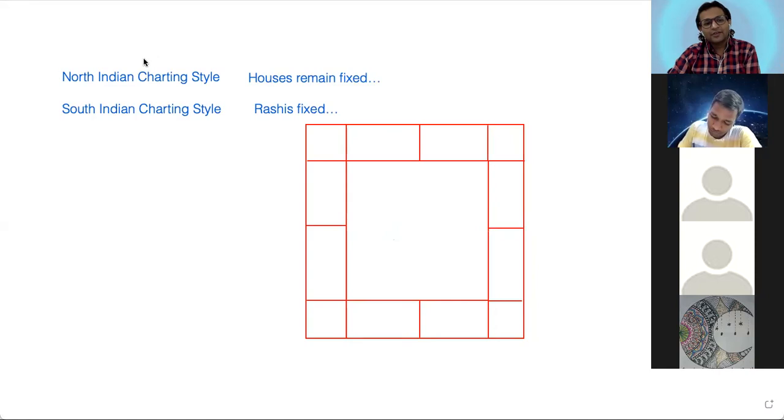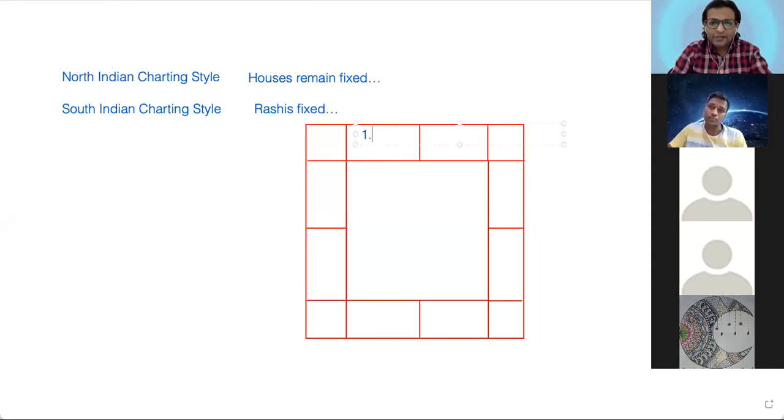It seems that South Indian people are kind of more towards the logical side. Okay, or Mercury is kind of automatically a bit more boosted in South India. All right. So what they do, they keep the rashis fixed, right? Means what? This box, this box, right? This will always be the first rashi, that is Aries.